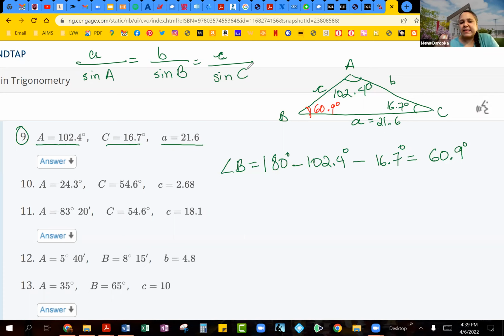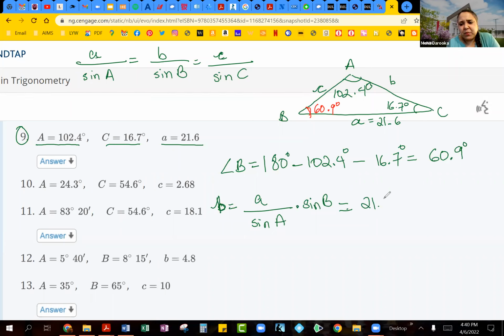So I'm going to try and stick with using A for finding both sides B and C. For finding side B, we'll be using this part of our formula over here. You want to get side B by itself, which means we're going to move sine of B to the other side. So you will end up with A divided by sine of A, and then multiply this by sine of B, and that will help us calculate side B.